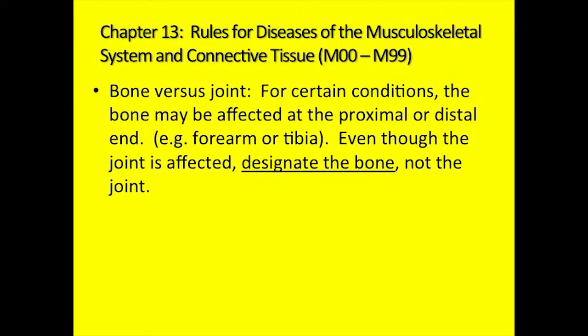Now, how many patients are you treating that you're going to diagnose them as a primary code with rheumatoid arthritis? Probably not that many, correct? Right? Okay, so don't fret about it, but I give that to you only because depending on the type of practice you have, you're going to have to break down that code. It is much more specific. All right. So bone versus joint for certain conditions like the forearm and the tibia, you want to designate the bone. Okay?